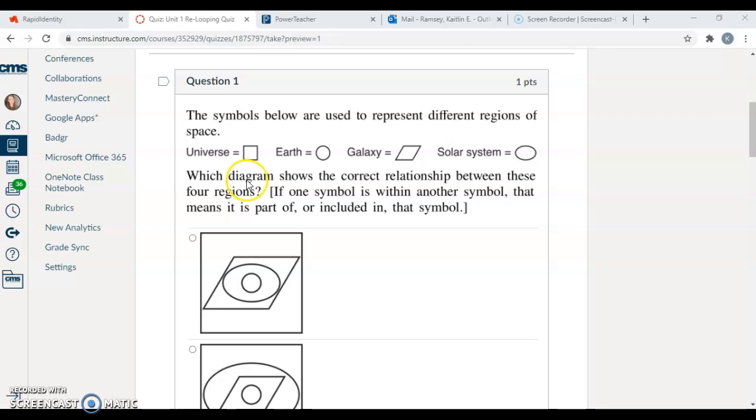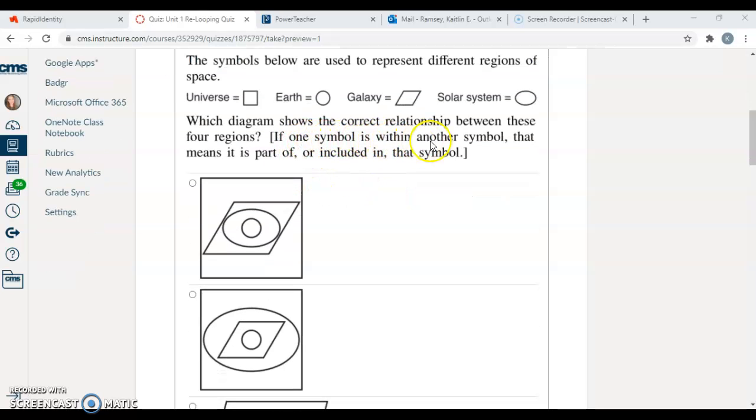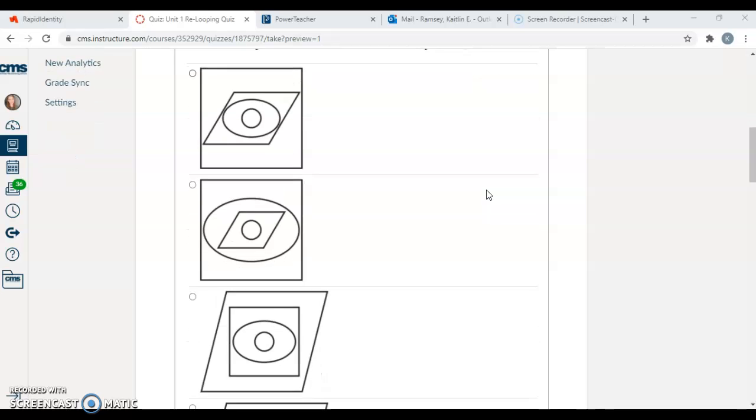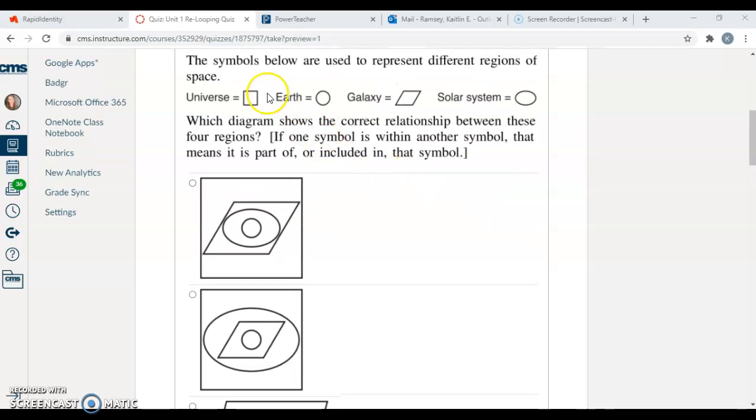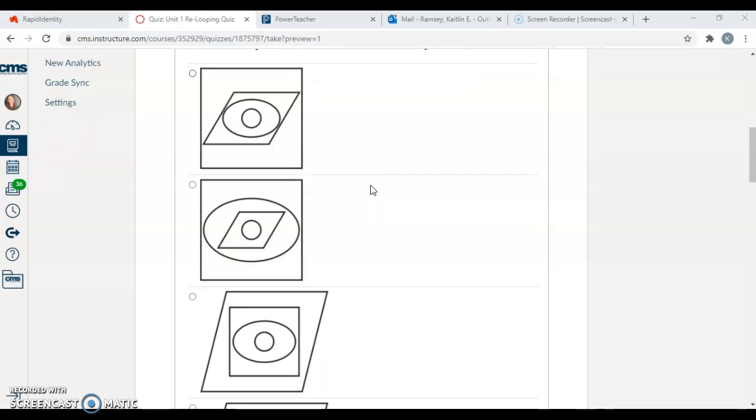And this question is asking us which diagram shows the correct relationship between these 4 regions. So it says if one symbol is within another symbol, that means it is part of or included in that symbol. So we know off the bat that the universe is going to be the largest. So we need to find the answer that has the rectangle on the outside. All right, so we can go ahead and eliminate a couple of these.